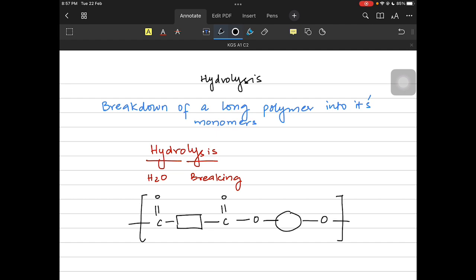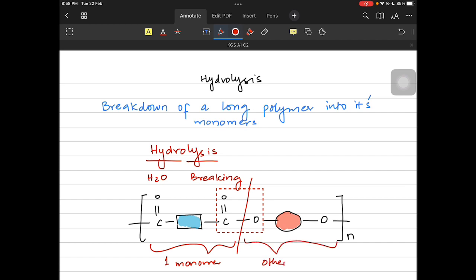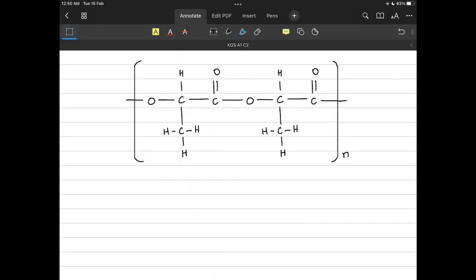For example, here I can see the ester linkages right in the middle. This is a blue monomer, there's a pink monomer, and there's an ester linkage in the middle. So you break your main linkages down, and then you identify your monomers and you separate them. So it is breaking the polymer down into the monomers which were used to make it. So it's the opposite of polymerization.